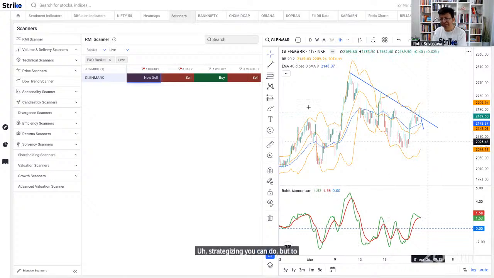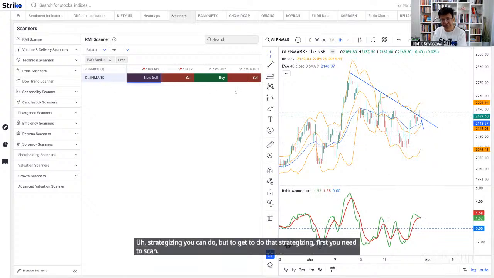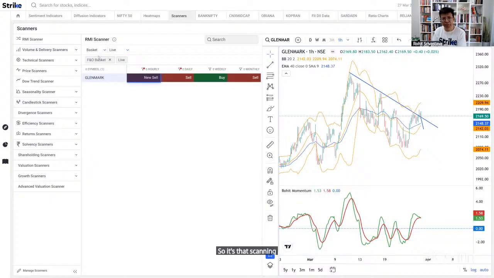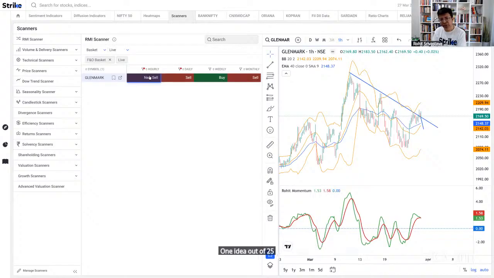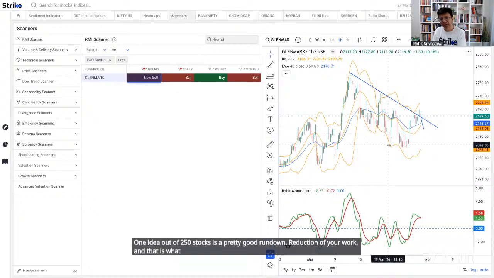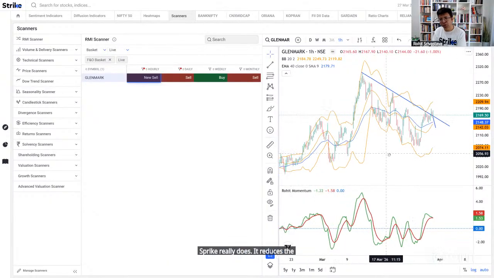But to do that strategizing, first you need to scan. So that scanning process we've simplified. Remember, the FNO basket is 200 stocks. I've given you one idea over here. One idea out of 250 stocks is a pretty good reduction of your work. And that is what Strike really does. It reduces the amount of scanning work you have to do.